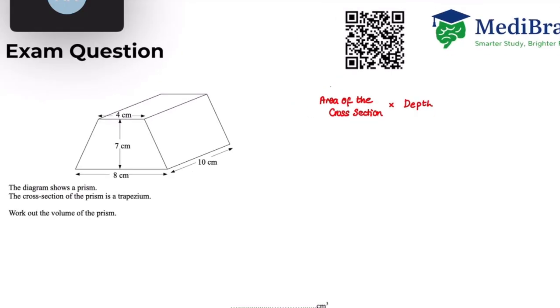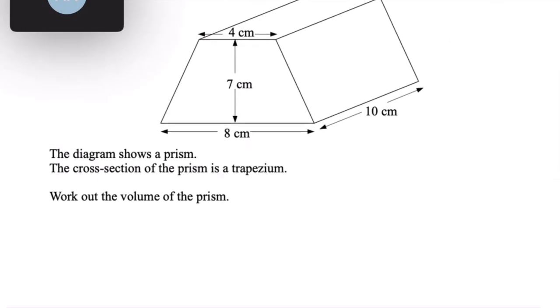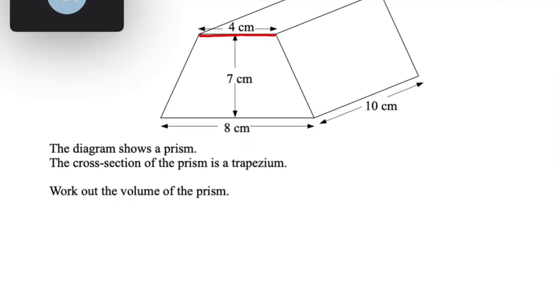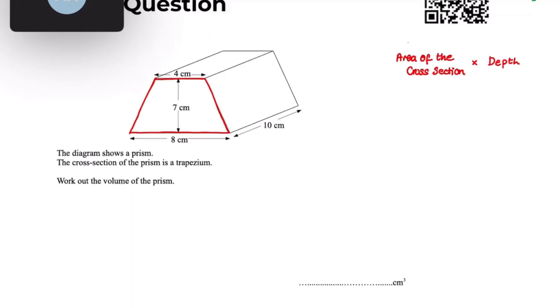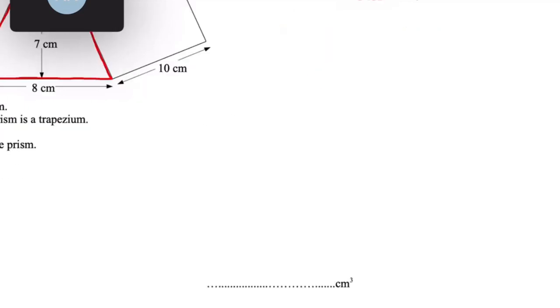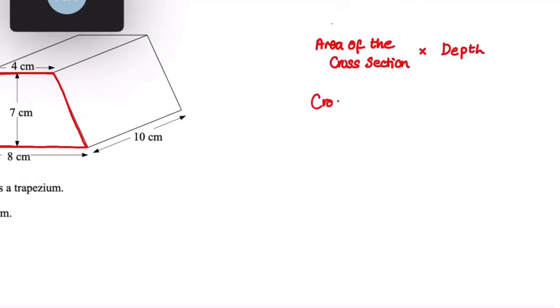Now the cross section, what's the 2D shape? The 2D shape, as you can see, is a trapezium. Okay, we've got one pair of parallel sides. That means it's a trapezium. So the cross section is a trapezium.